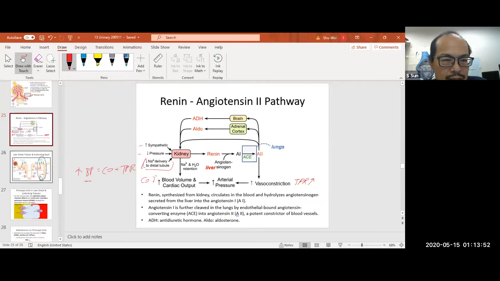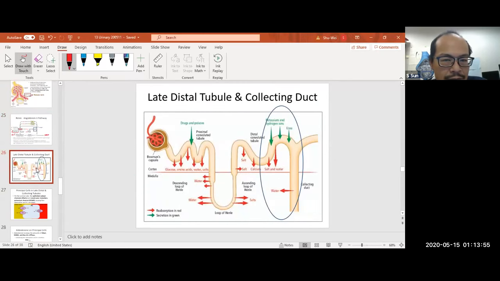So that is the loop of Henle. Following that, the distal reabsorbs another about 5% of the salt. There is one drug on it, but since we are not talking about drugs here, just remember that this is the region that basically reabsorbs salt, the distal. And then following that is the collecting tubule and the collecting duct.